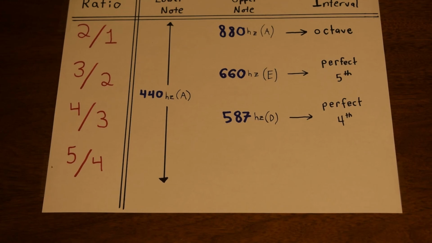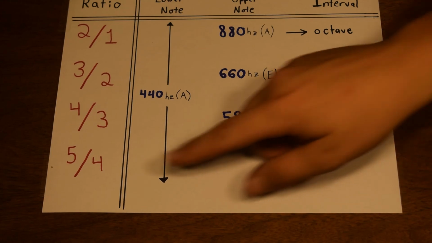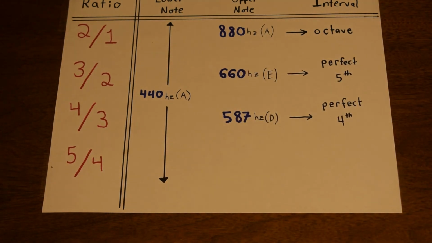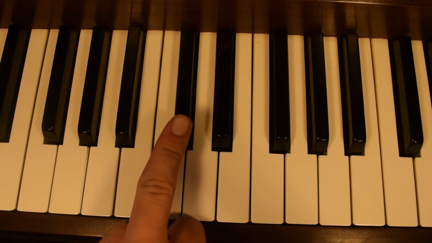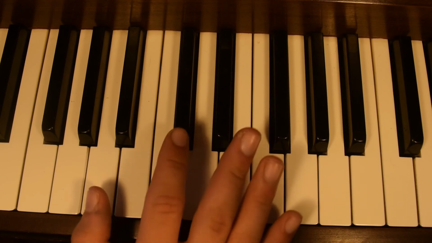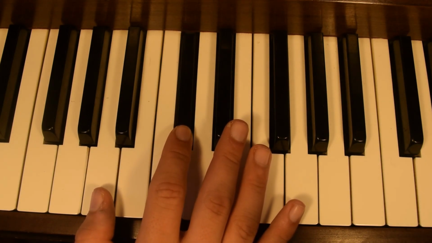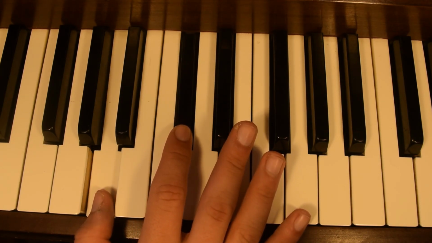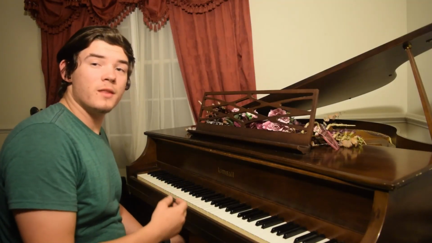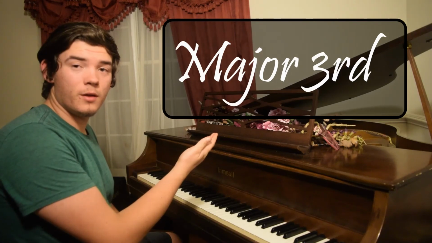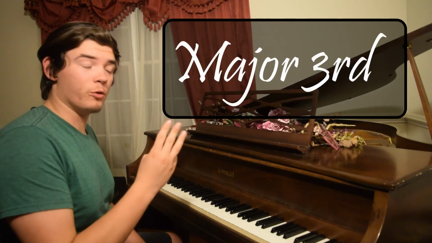The final ratio that we're going to be looking at is a ratio of 5:4. This is going to give us a frequency of 550 Hz, which is what we call a C sharp. Let's have a listen. Just beautiful. This interval is called the major third, having its upper note as the third note of the scale.